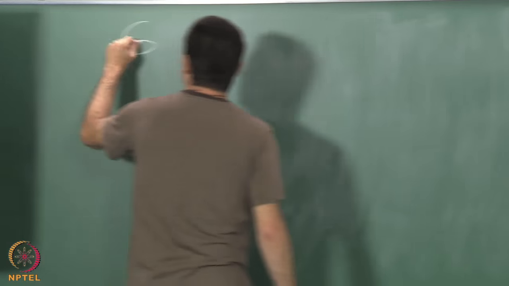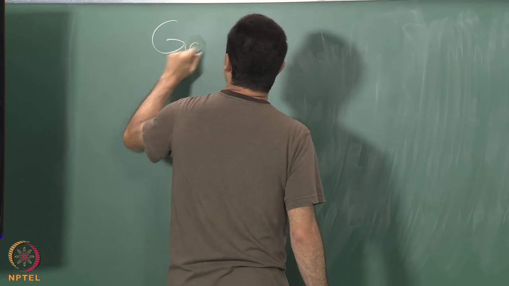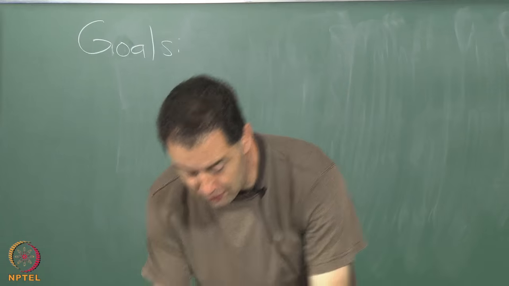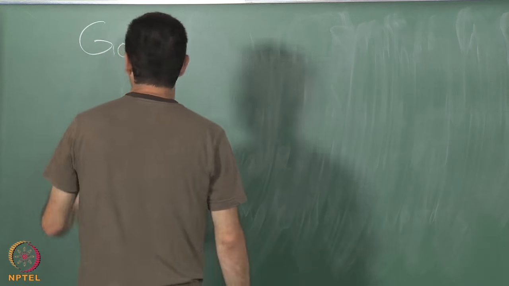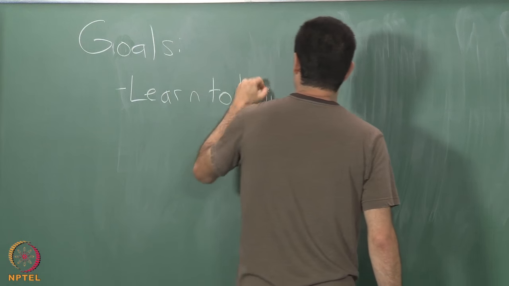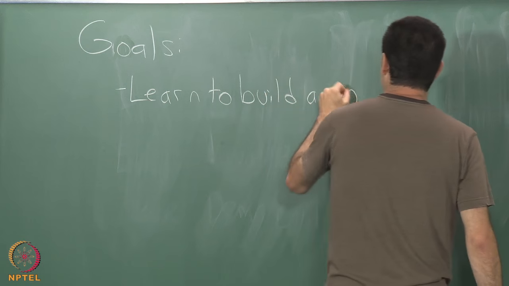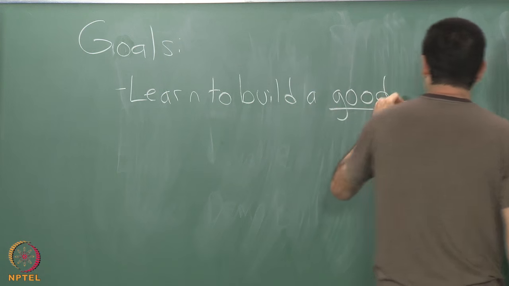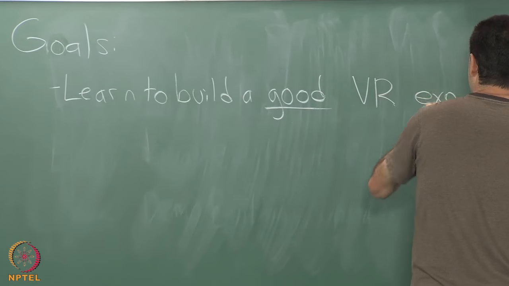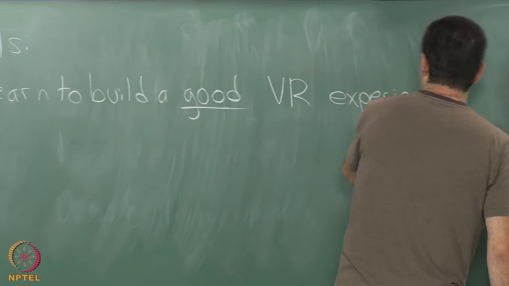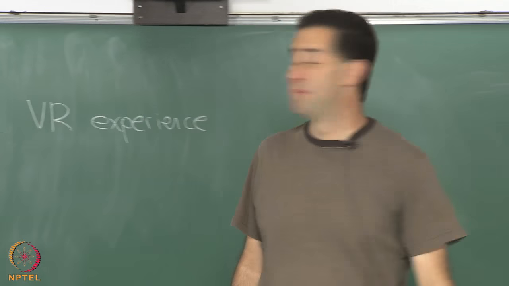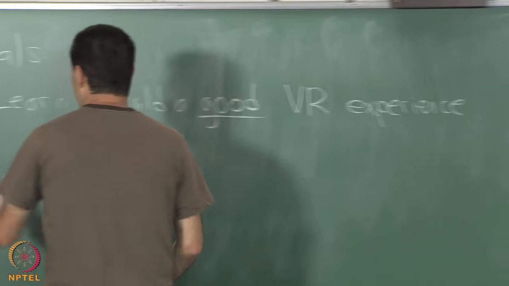So let me just write out the goals. I'll spend some time talking, sometimes writing, somewhat slower to write, but at least for some of the more important things, I'd like to write them down. So some goals for this class: learn to build a good, maybe great, virtual reality experience. Now, of course, this hinges on the definition of good, so I'll say a little bit about that in a bit, but let me state some more goals.